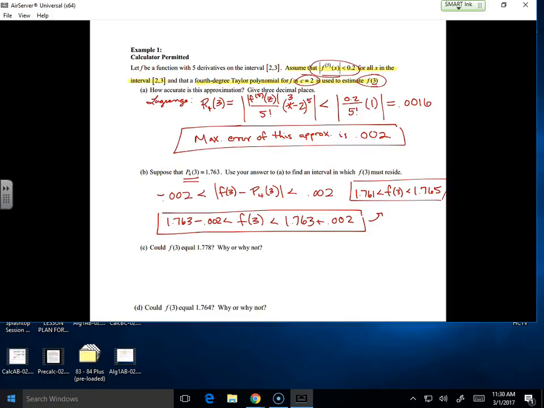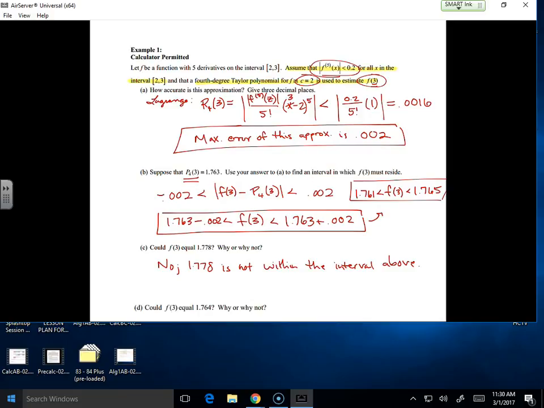So, question, how would you answer letter C? Could f of 3 be 1.778? No. Why not? It's not within the range. And I just use their wording, the interval.